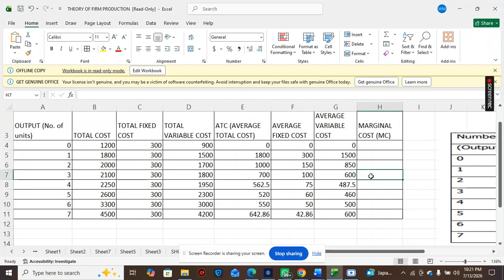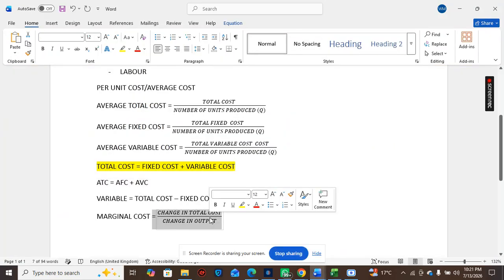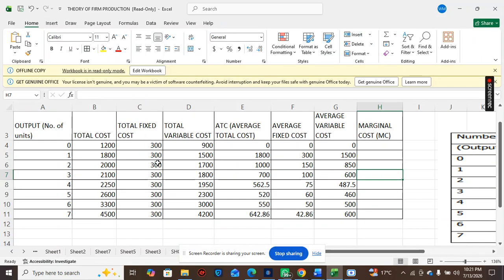Okay, finally we go to the marginal cost. The marginal cost is the additional cost you incur when you produce an extra unit. Remember the formula for marginal cost: change in total cost over change in output. Now, colleagues, I want you to notice this. The change in output is changing by 1 unit, so no matter what we do, our denominator is always going to be 1.